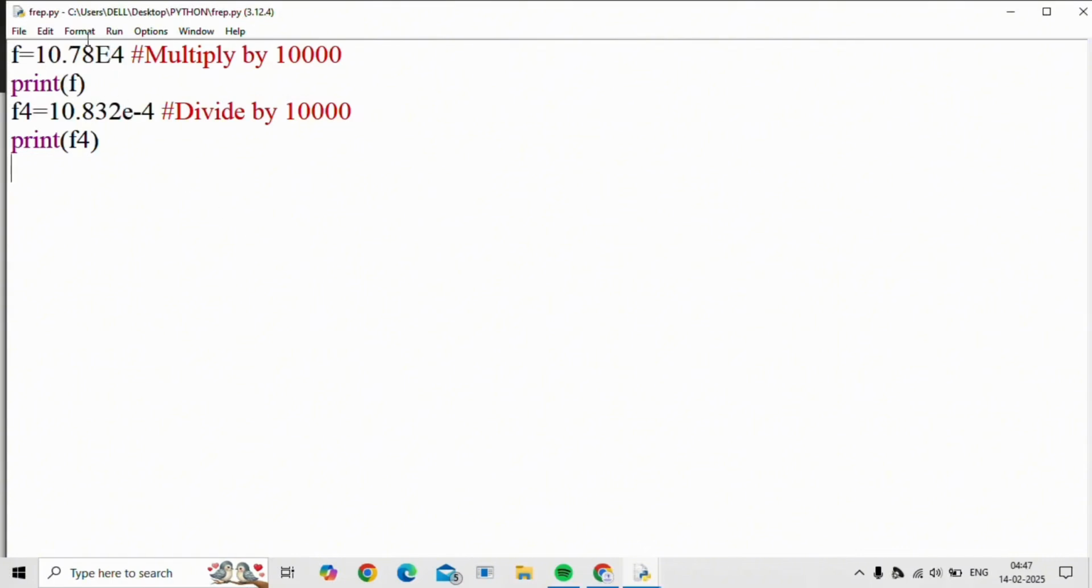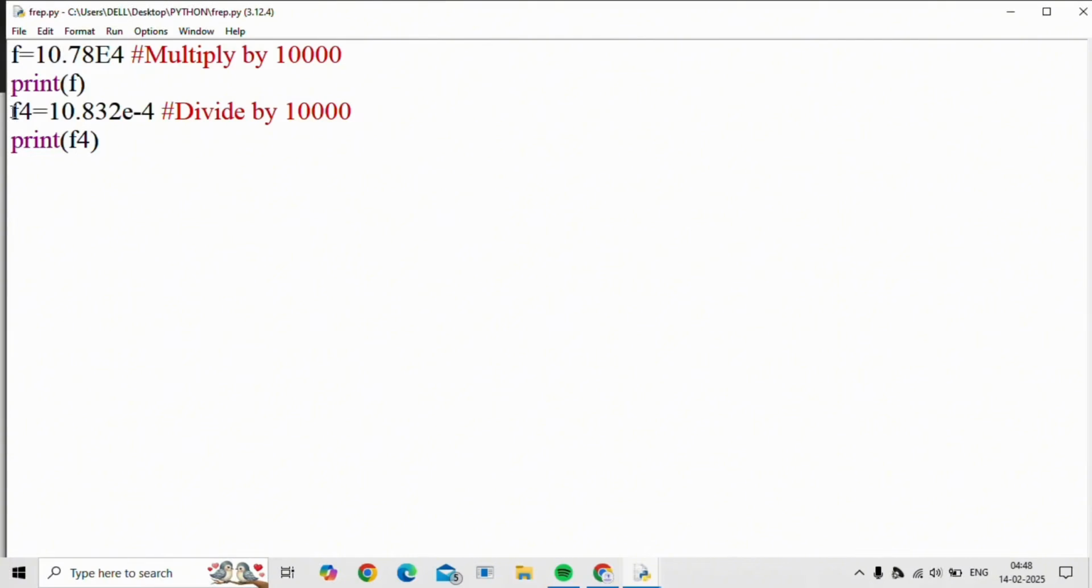So what is the meaning of this number? 10.78 will be multiplied by 10,000. 10,000 is represented as E4. E stands for 10 to the power of, so 10 to the power of 4. 10 to the power of 4 is 10,000. We will multiply the value 10.78 by 10,000. So what will happen? The decimal point will be shifted towards the right hand side by 4 digits.